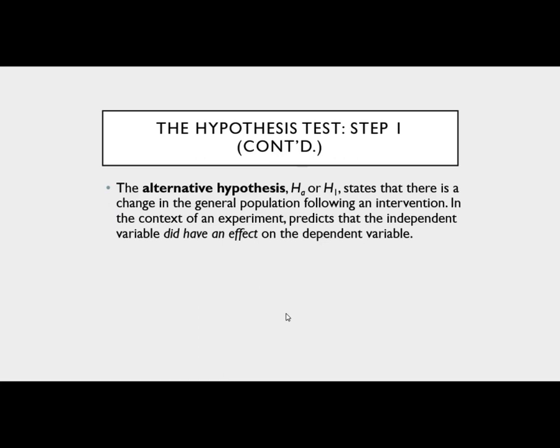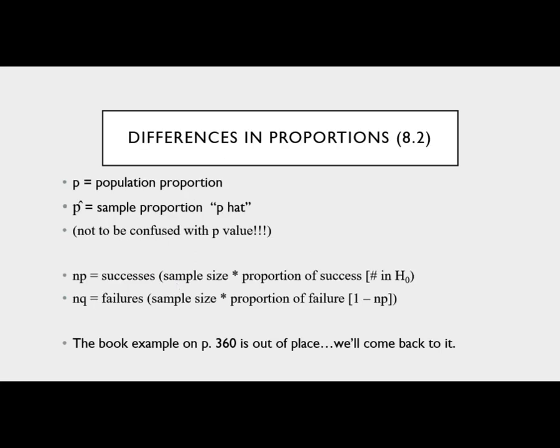The alternate hypothesis, which is denoted H sub A or H sub 1, states that there is a change in the general population following an intervention or a treatment or whatever. In the context of an experiment, it predicts that the independent variable did have an effect on the dependent variable.